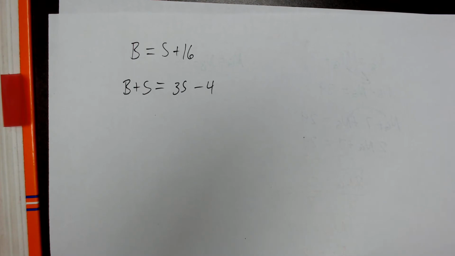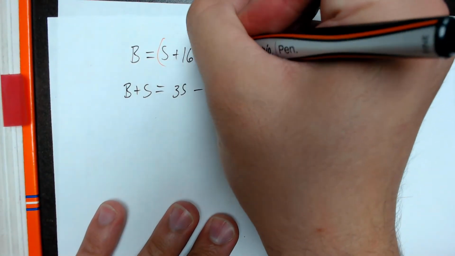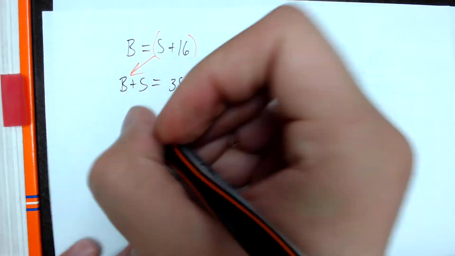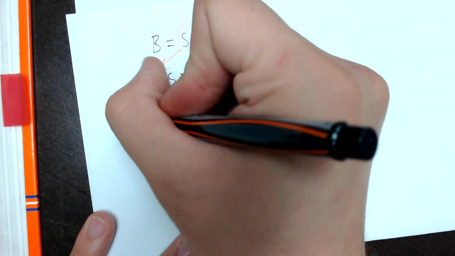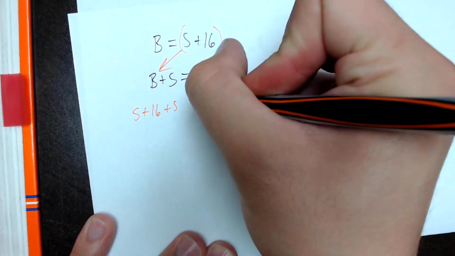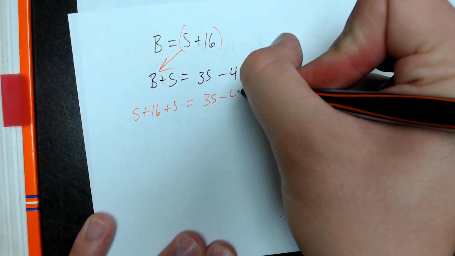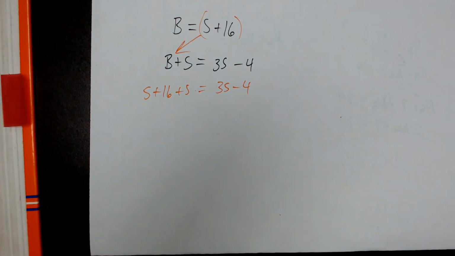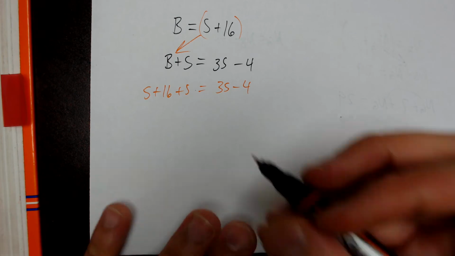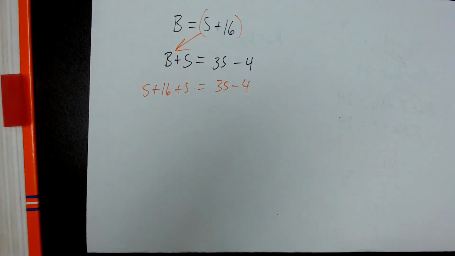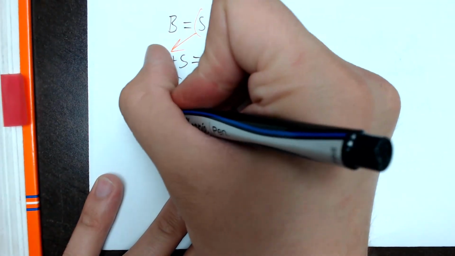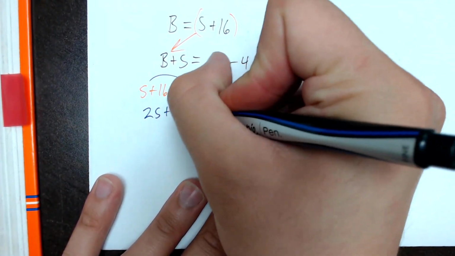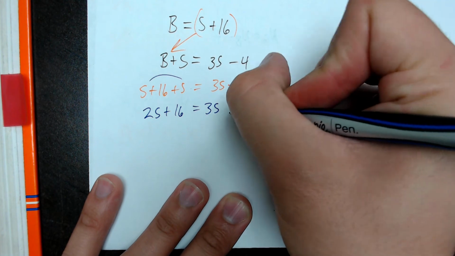So I will take this. I will substitute it for b. This rewrites as s plus 16 plus s equals 3s minus 4. I have to rewrite this equation even more by adding like terms. Oh wait, so substitute was in orange. We'll do rewrite in purple again. Adding like terms, I get 2s plus 16 equals 3s minus 4.